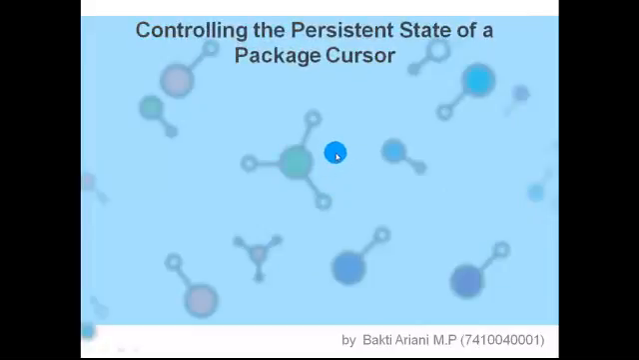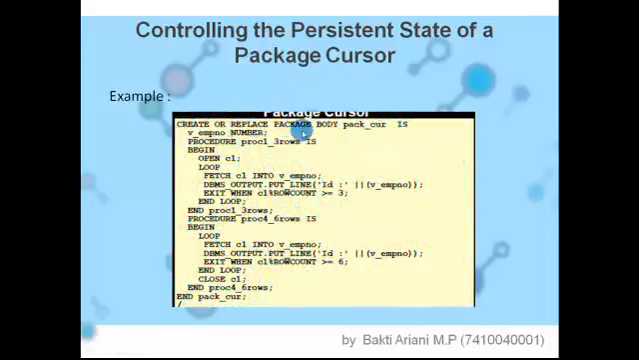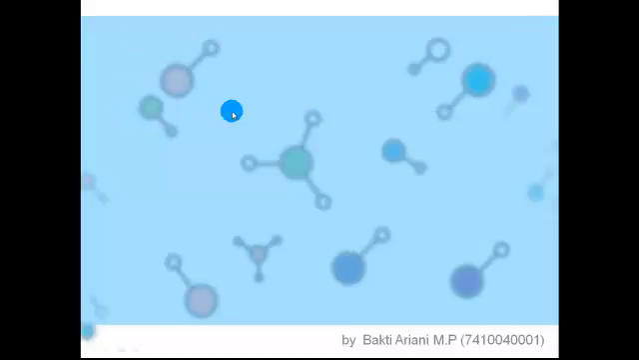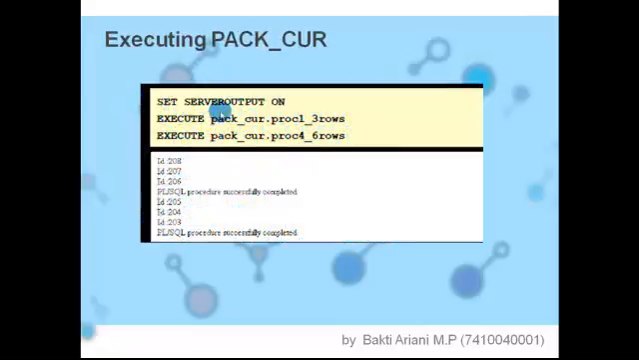Controlling the persistent state of a package cursor. Example, like this. There is create or replace package body pack_cur is v_num number, and so on. Executing pack_cur: set serveroutput on. Execute pack_cur.proc1_3rows. Execute pack_cur.proc4_6rows.